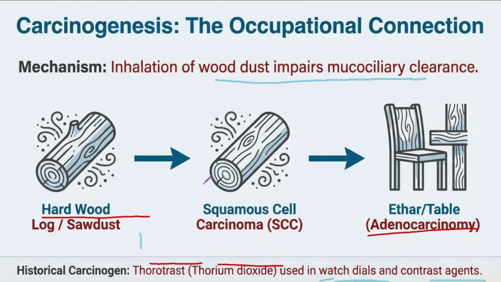The data shows that exposure to hardwood dust predisposes you specifically to adenocarcinoma, but exposure to softwood dust leads to squamous cell carcinoma, or SCC. That is just wild. But how does sawdust actually cause cancer? Is it just constant irritation? It's more mechanical than that.